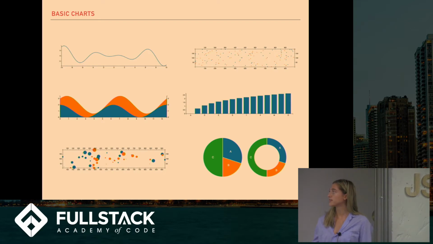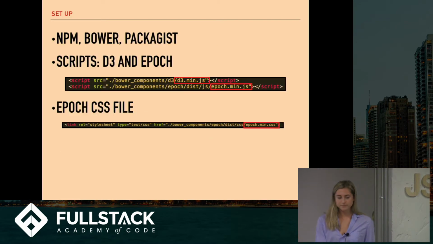And first, I'll be discussing what a basic chart is. So as you can see, there's several charts here. You've got your line, scatter, area, bar, bubble, and pie chart.